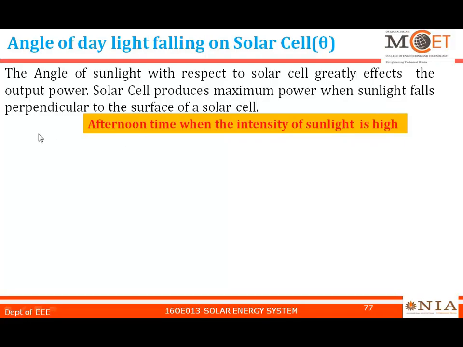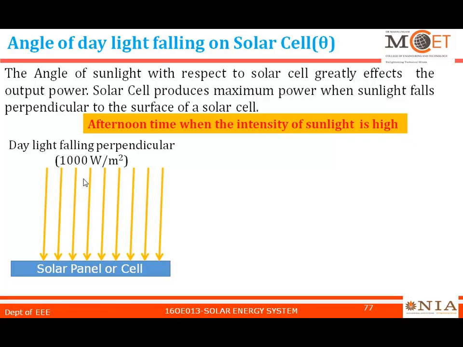Consider an example, during the afternoon time when the intensity of sunlight is high. Consider this is your solar panel. These are your solar radiation falling from the sunlight. It is directly falling on the solar panel. The angle between the solar panel and the solar radiation will be 90 degrees. So theta is equal to 90 degrees. Solar radiation 1000 watts per meter square. This panel will generate the maximum efficiency.